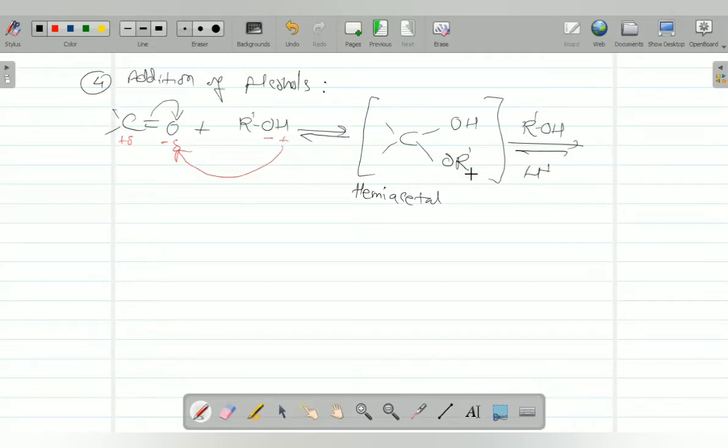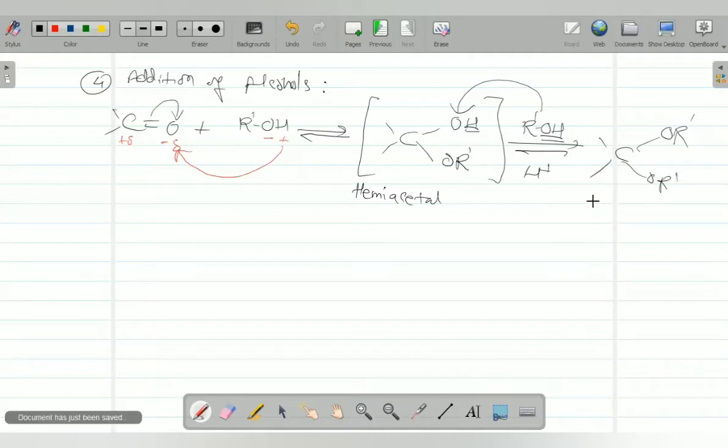Both are reversible. So this ROH removes the H from here again as H2O. So what is the product? Here also OR' and here also OR'. This is called acetal. Hemiacetal and acetal, and water is removed. So addition of alcohol to the aldehyde forms hemiacetal, which further reacts with one more molecule of alcohol and gives acetal.